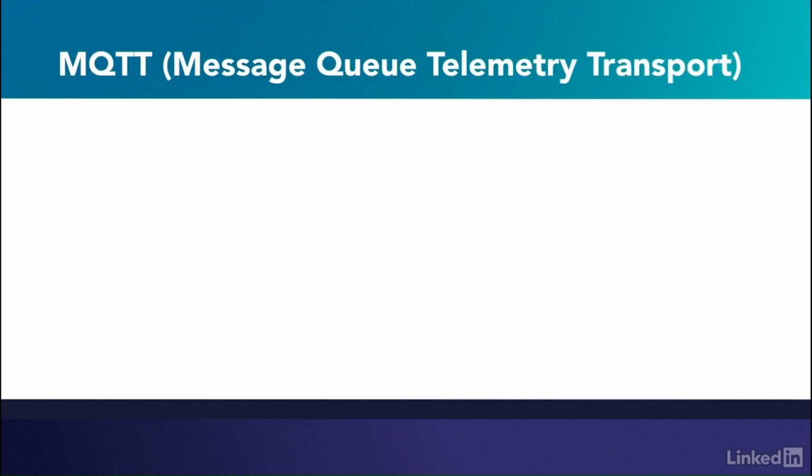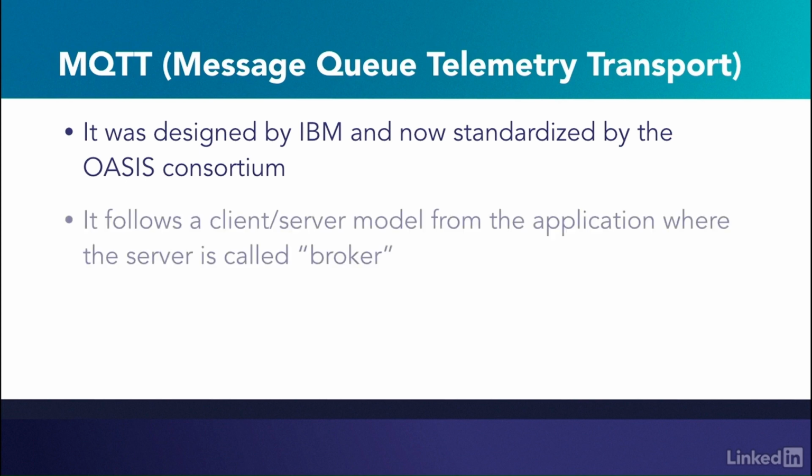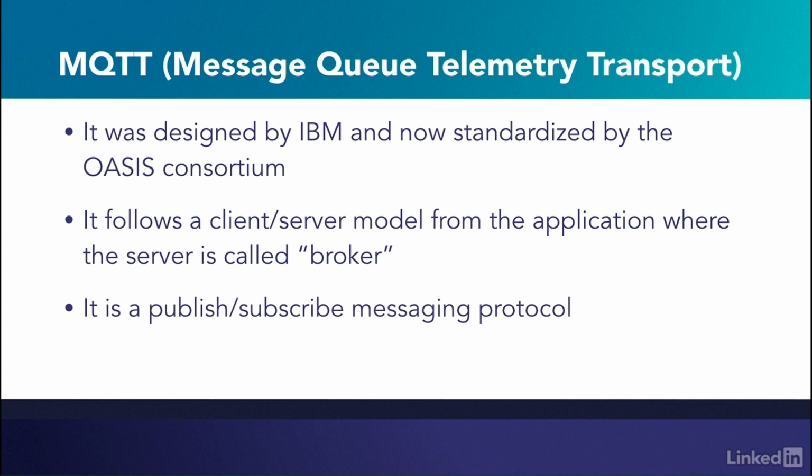MQTT stands for Message Queue Telemetry Transport, and it's a publish-subscribe messaging protocol, which was originally standardized by IBM and is now standardized by the OASIS Consortium, which is a nonprofit consortium for open standards for the information society. MQTT follows a client-server model, where the server is called broker, and the multiple clients represent IoT or M2M devices. Note that MQTT requires all clients to open TCP connections to the broker. It is called a publish-subscribe messaging protocol.